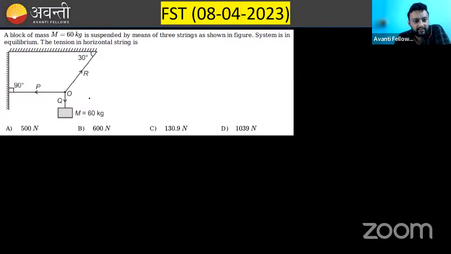This is the question I think everyone must have. In the previous class, I have discussed this. This is based on what? Can anyone answer this question? You can solve using which theorem?